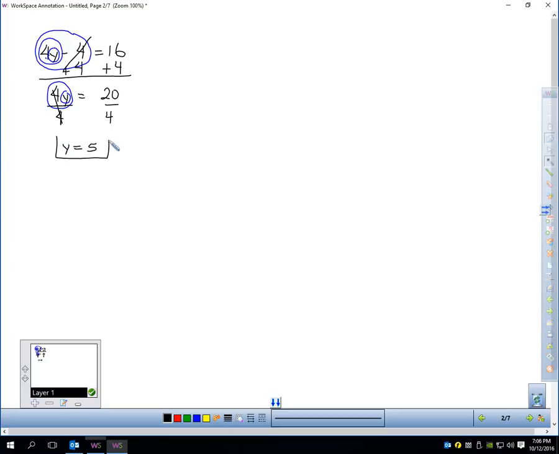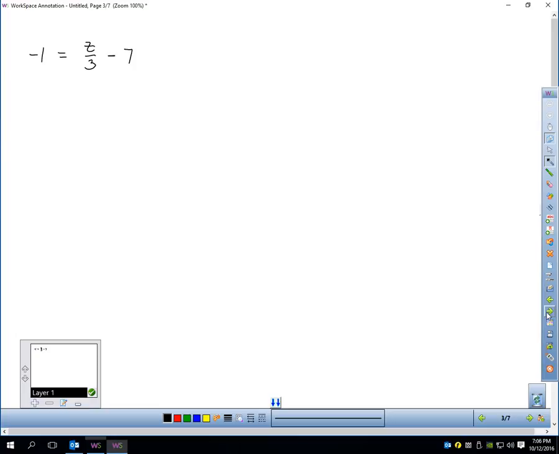Okay, let's check our answer. Let's verify that this is actually right. So take your calculator and you're going to go right back to the beginning. You're going to type in 4 times 5 minus 4, and you want to double check that you're getting 16 out of that. And yes, we do. Okay? Let's do another one.